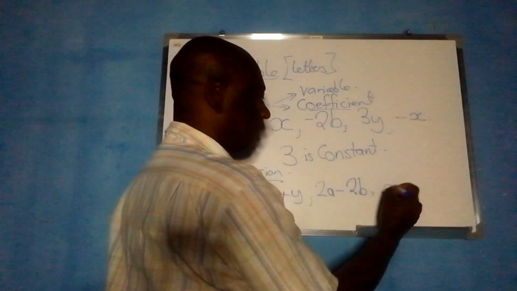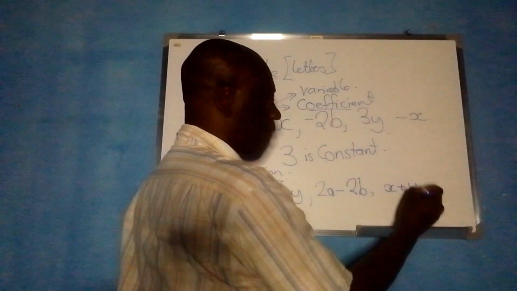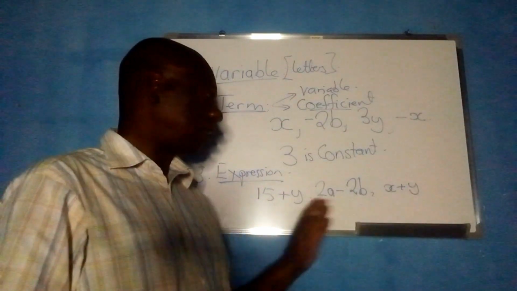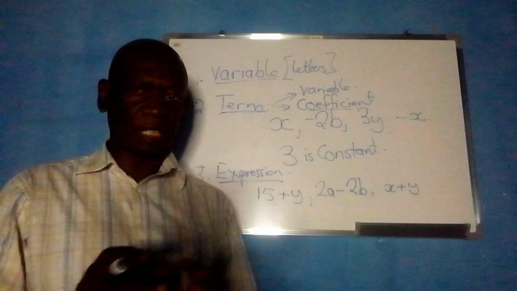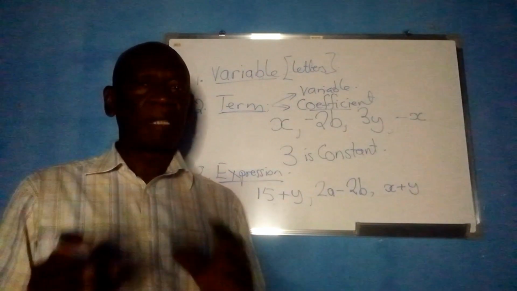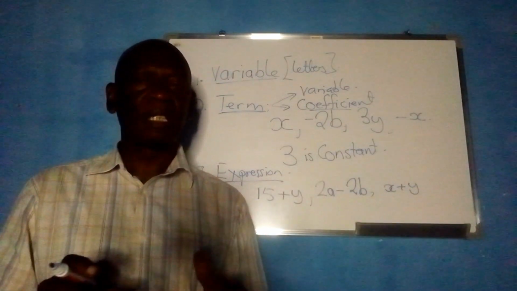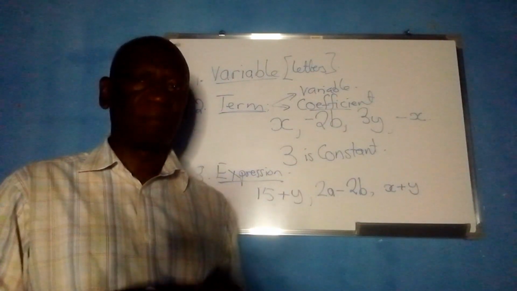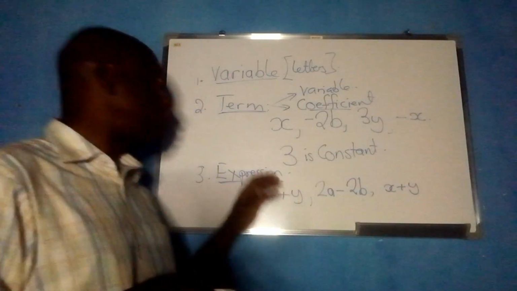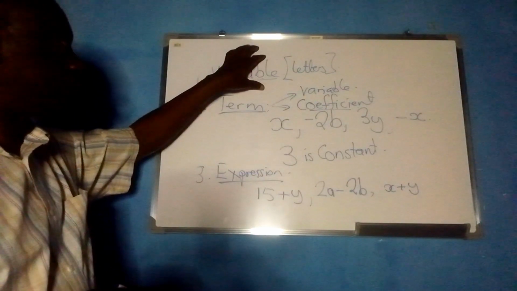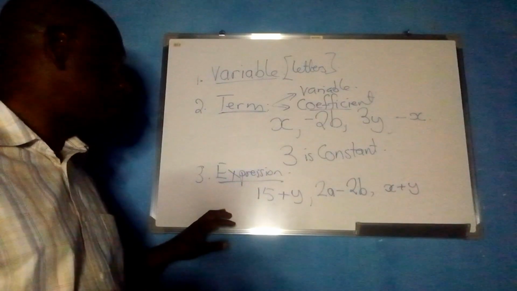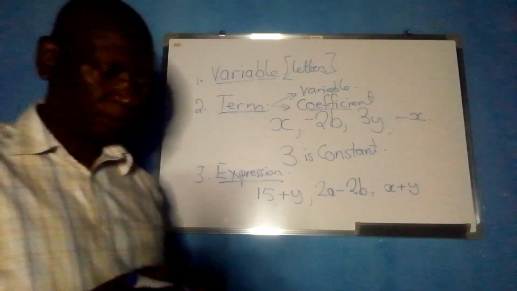You can have x plus y. That is an expression. So, what are we seeing? The combination of terms together, there may be 2, there may be 3, there may be 4, it doesn't matter. But as long as they're not equated to something, that which you have is an expression. And so, in algebra, we have a variable, we have a term, and then we have an expression. But we have also the fourth one.